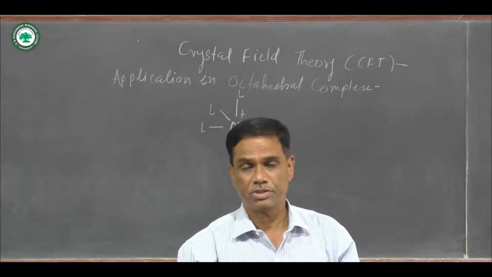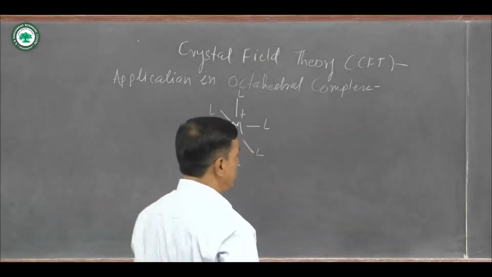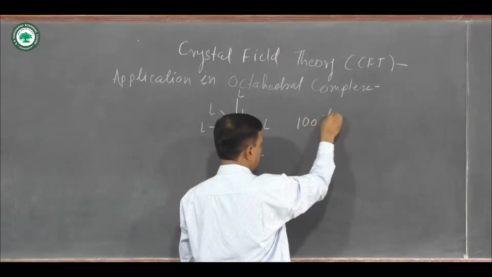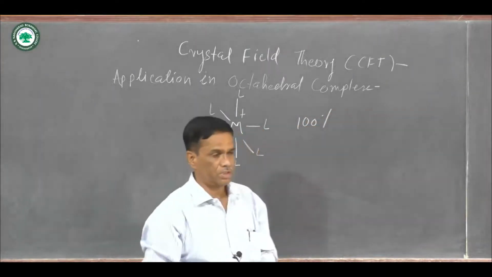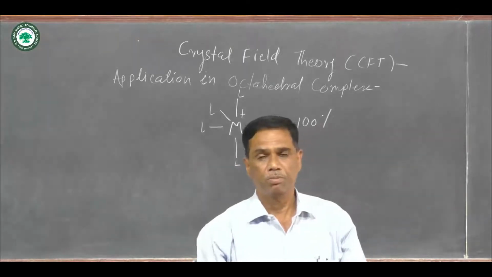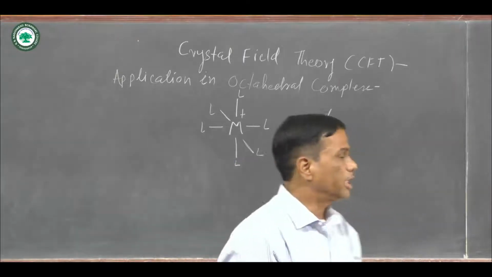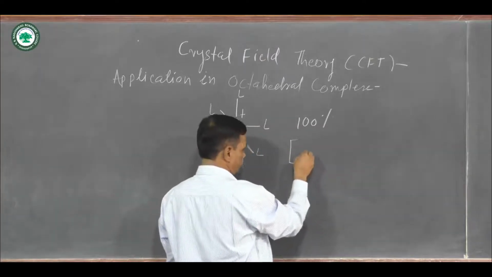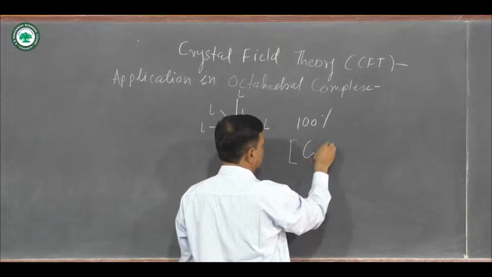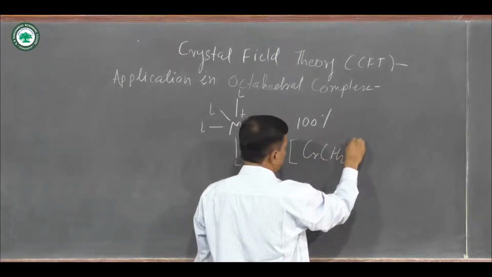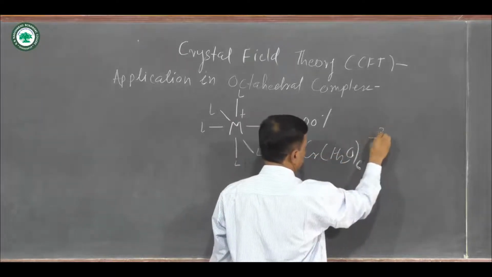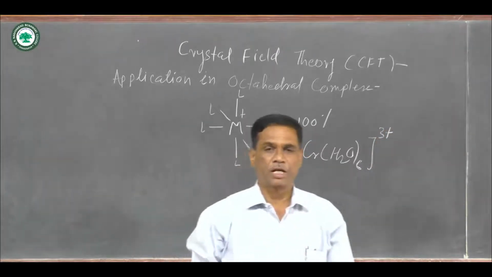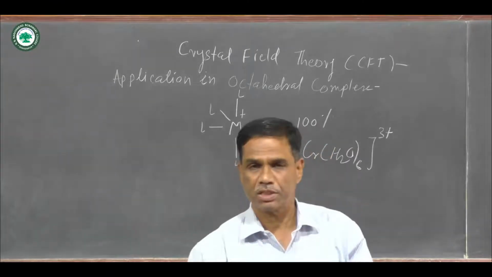And according to CFT, 100% ionic bonding is formed. The bond formed is purely ionic. An example for an octahedral complex is the formation of the [Cr(H2O)6]3+ complex ion. Example is [Cr(H2O)6]3+ complex ion.